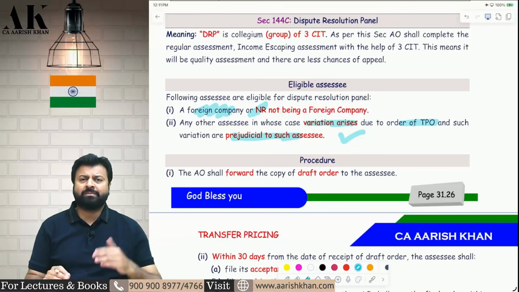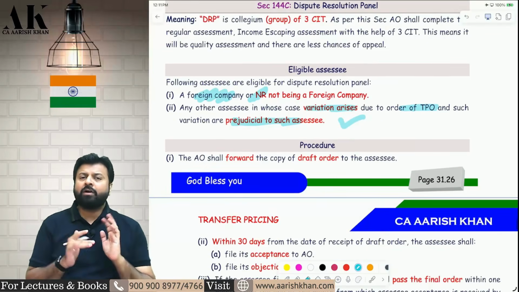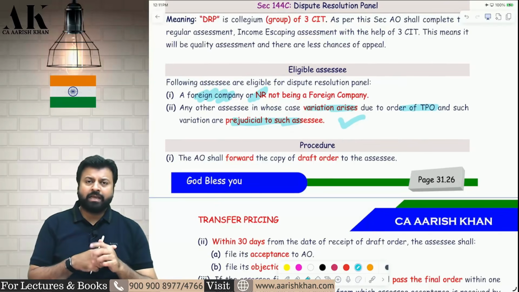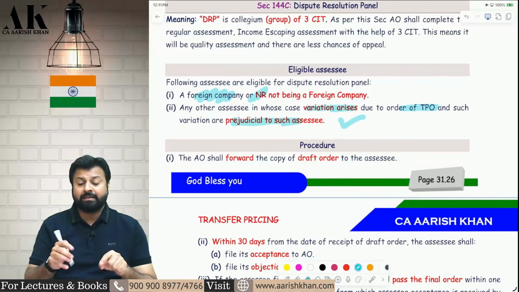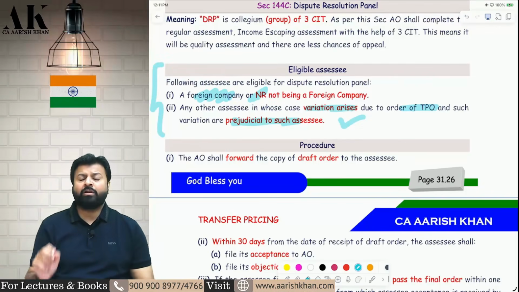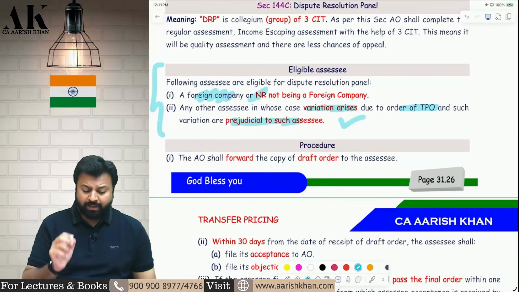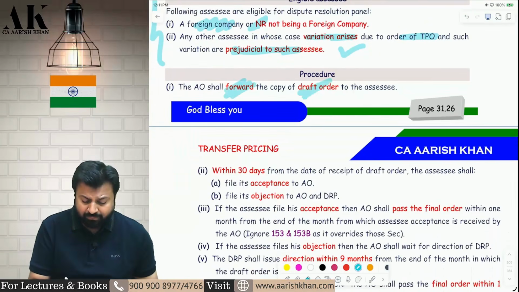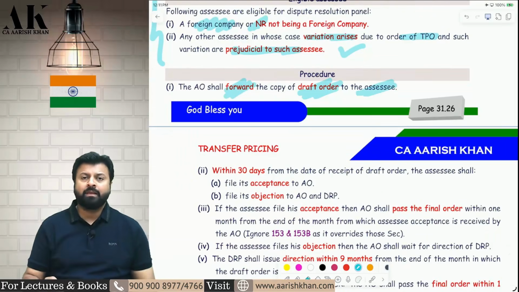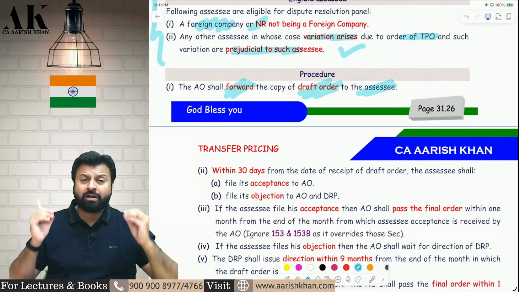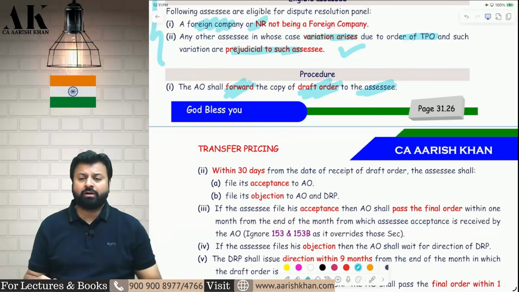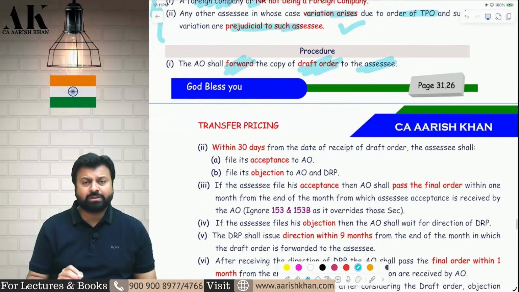Now in the case of an eligible assessee, what happens? Generally, when the assessment is done, the AO will pass the assessment order, give you the order, and tell you to pay the tax. But in case of an eligible assessee, the AO cannot directly pass a final order. So in case of eligible assessees to whom the dispute resolution panel section is applicable, the AO does not have the power to pass a direct final order. The AO has to pass a draft order. After that, the draft order will be given to the assessee.